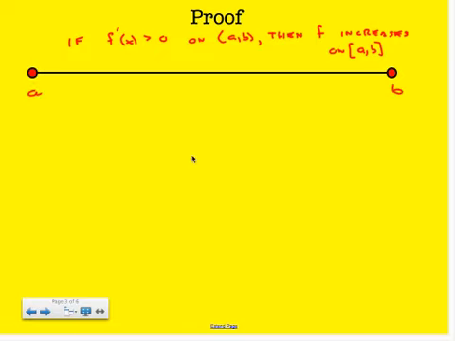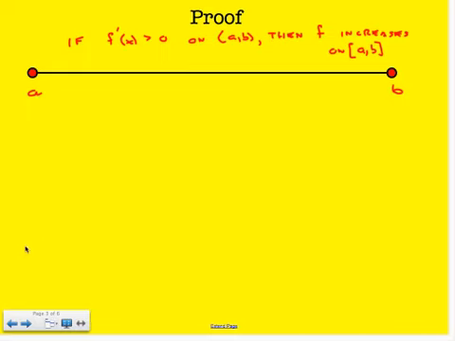Okay, on this slide, I'm going to prove the increasing statement from the last screen. If you're not really interested in the proof, you can skip ahead. It's not vital that you know the proof, but I think it's nice to see where the things that we're saying can connect to what we're trying to prove in the end here. Okay, so we're saying if the first derivative is positive on an interval a to b, then f will increase on the closed interval ab.